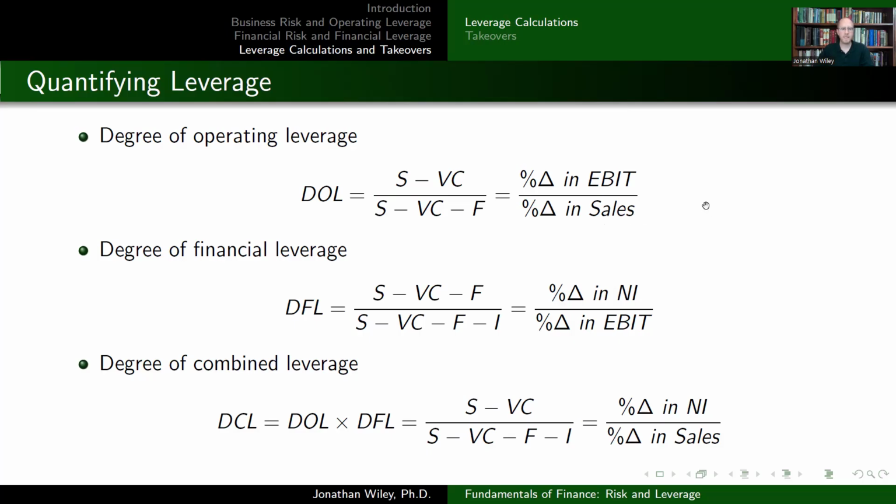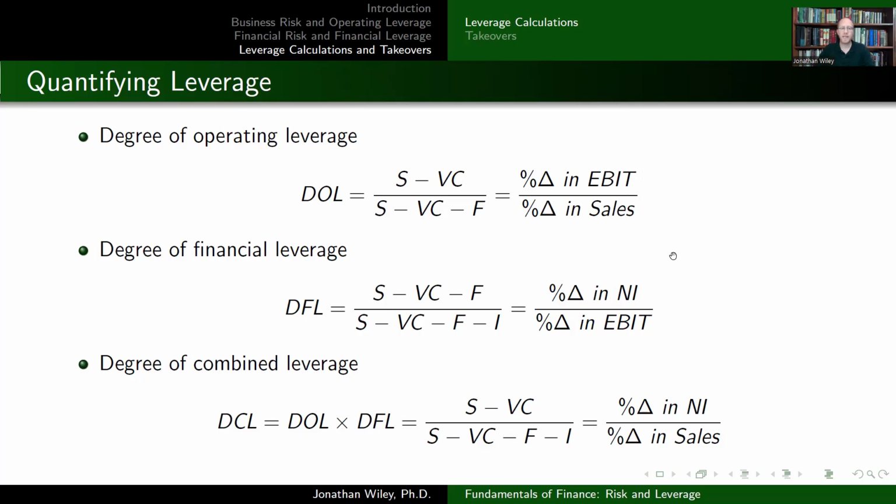If I see that sales went up by 10% from one year to the next, and in that same period EBIT or operating income went up by, say, 15%, then I would take 15% over 10%. My degree of operating leverage would be 1.5. What that means is that for every 1% increase in sales, I expect a 1.5% increase in EBIT. For every 1% decrease in sales, I would expect a 1.5% decrease in EBIT. So with that 1.5, I am quantifying the relationship between sales and EBIT.